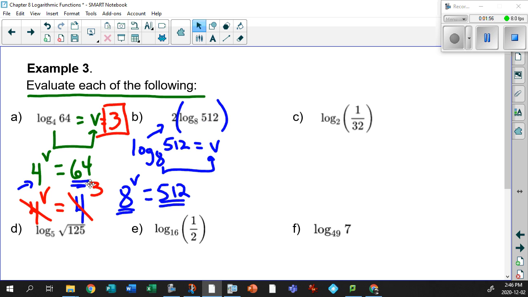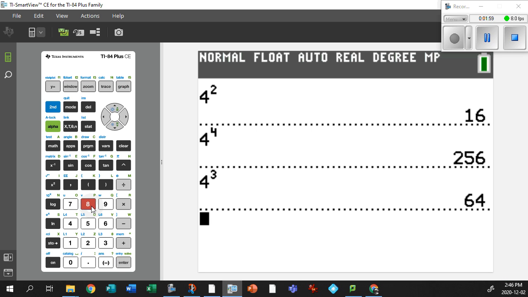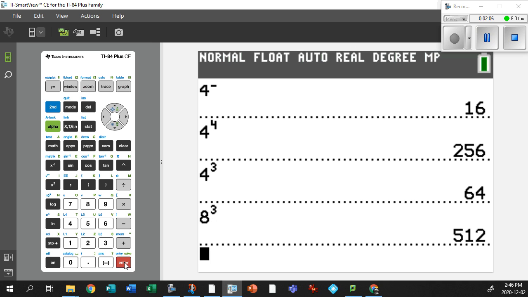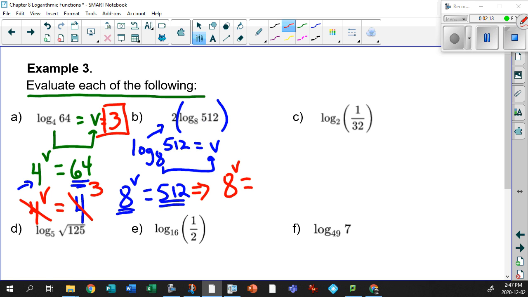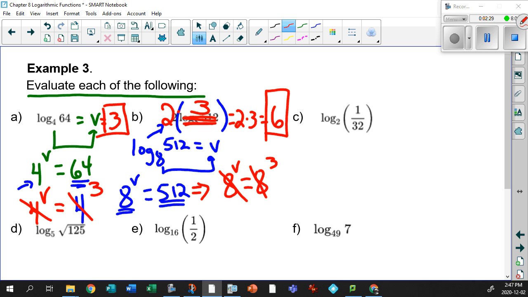Again, lots of guessing and checking. Go into your calculator and go 8 to the power of, now we know squared is 64, so let's try 3. I don't know if that works. 512, look at that. It worked right off the bat. Okay, so we know that 8 to the v equals 8 to the power of 3. The 8s cancel, v equals 3. So this whole thing is now just plain old 3. But we have a 2 in front. That's simple enough. 2 times 3, your answer, 6. That's how it's evaluated.